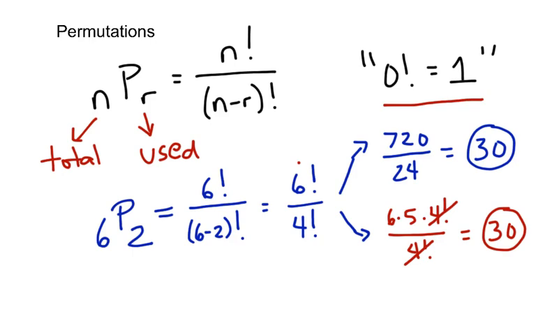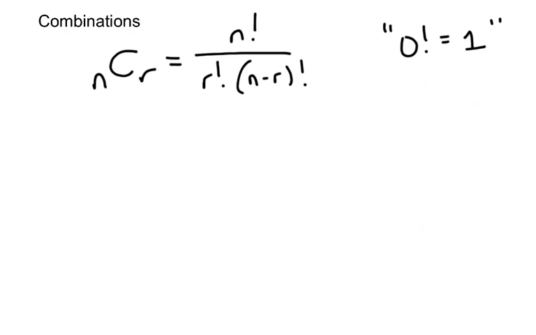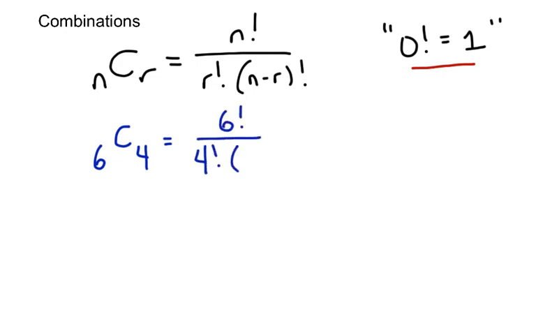Let's look at the formula for combinations. Okay, it's very similar to the last one. We still have n, we still have r. We're still going to treat a 0 factorial as a 1 whenever we see one. We just have a little extra to plug in for. Let's do an example with this one, and let's look at a combination of 6 things taken 4 at a time. So I'll have 6 factorial in the top. On the bottom, I'll have 4 factorial multiplied by 6 minus 4 factorial.